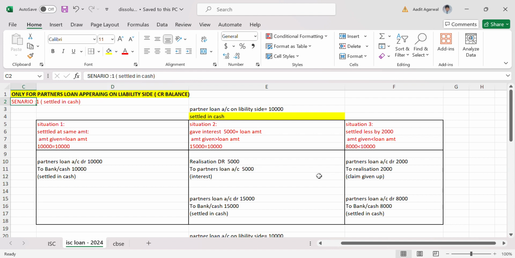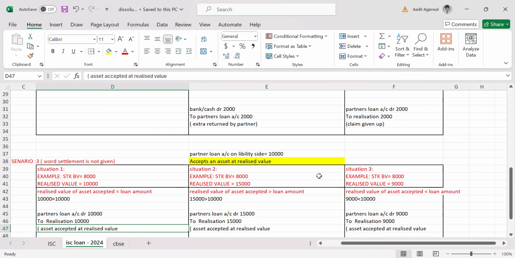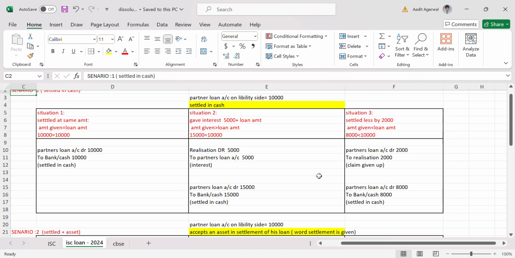In that case, there could be three scenarios. One is that the loan is settled in cash. The second scenario could be that the partner's loan is settled by giving him an asset. And the third scenario could be that the loan is paid, but it is not settled. So the word settlement is missing. So in the three scenarios, what are you supposed to do?